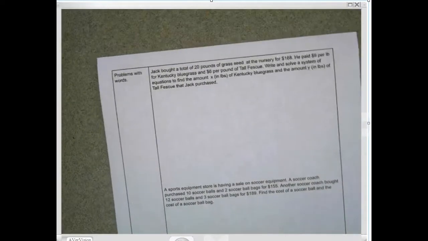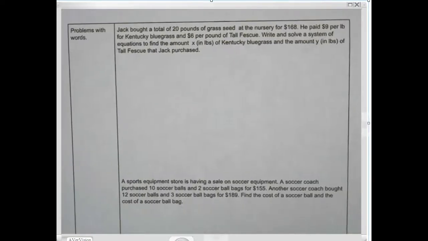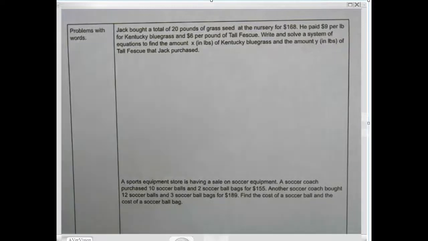Let's talk about my homie Jack. Jack bought a total of 20 pounds of grass seed at the nursery for $168. He paid $9 per pound of Kentucky bluegrass and $6 per pound of tall fescue. Write and solve a system of equations to find the amount x in pounds. So that's great. It's kind of a gift.